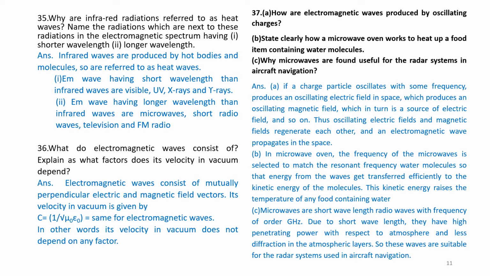Answer. If a charged particle oscillates, it produces an oscillating electric field in space, which in turn produces an oscillating magnetic field. Hence, the electric field is in turn also produced. Thus, oscillating electric and magnetic fields regenerate each other, and an electromagnetic wave is produced.